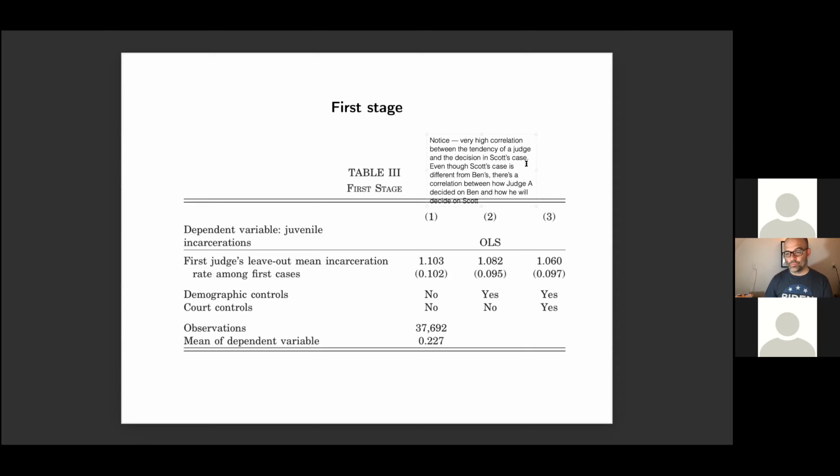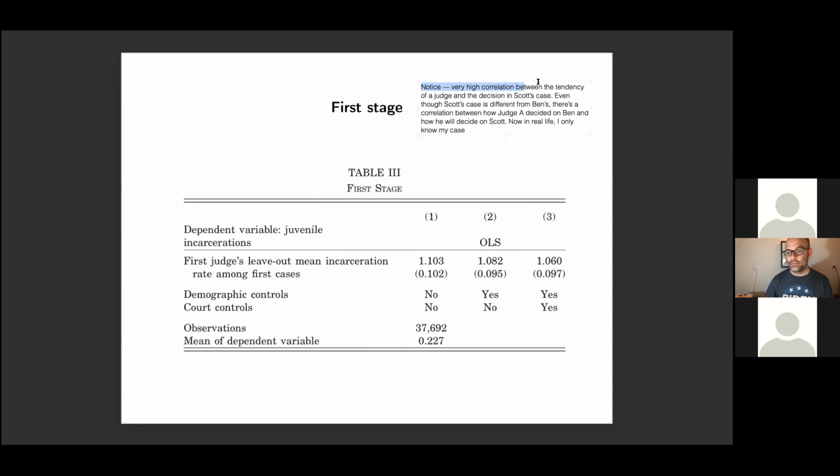on Scott. Now, in real life, I only know my case, right? In real life, I only know my case. And of course, the judge is going to have reasons for his decision. But what all the data shows us is that his reasons can't explain all of his behaviors because he's different from other judges, even though everyone is randomly assigned cases.